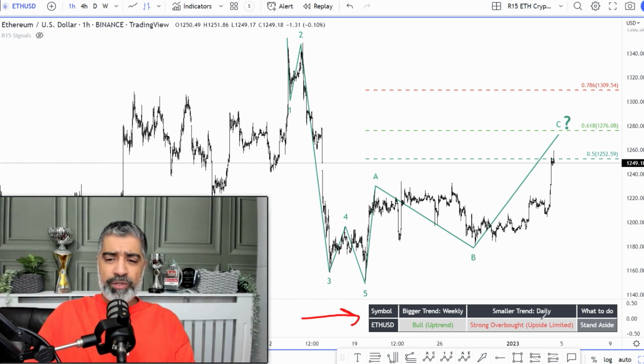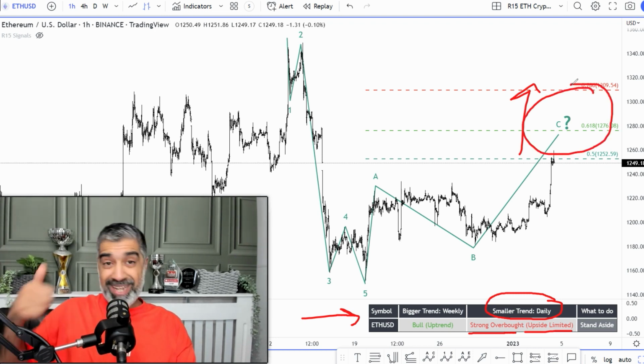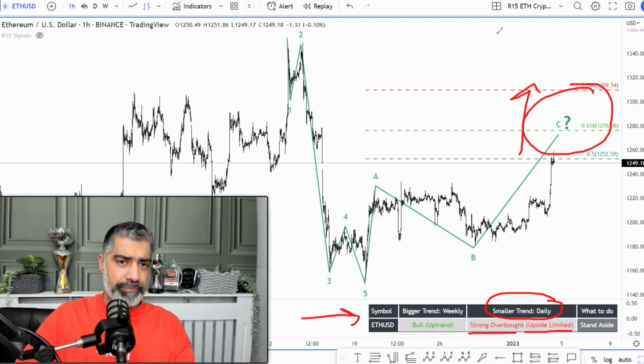But what do we have here on the smaller degree time frame? Here, we're using that as the daily chart. It says the momentum is strong overbought and the upside should be limited. Right? That means the upside should be limited. Doesn't mean there's not going to be any upside. It just means be aware that we might find a top. So that's the momentum that's telling us that.